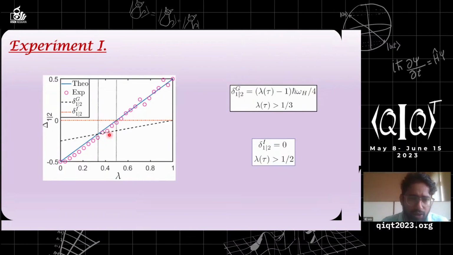Then we saw that this blue line is the theoretical ergotropic gap, and the pink circles are the experimental values. Then we plotted the state independent bound, which is touching 0.5. So the state independent threshold value is capturing greater than half, and the state dependent, global spectrum dependent bound is capturing greater than 1/3. So that is the first experiment we did.